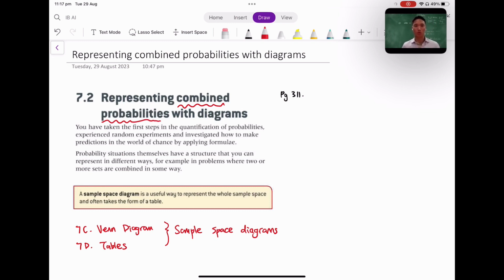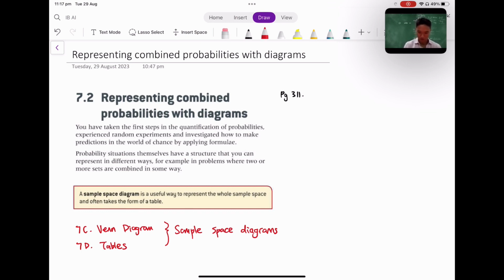What I mean by that is when there are two events happening after each other, how one affects the other, and what the probability is. This chapter starts from the textbook on page 311. Let's have a look at the first box.